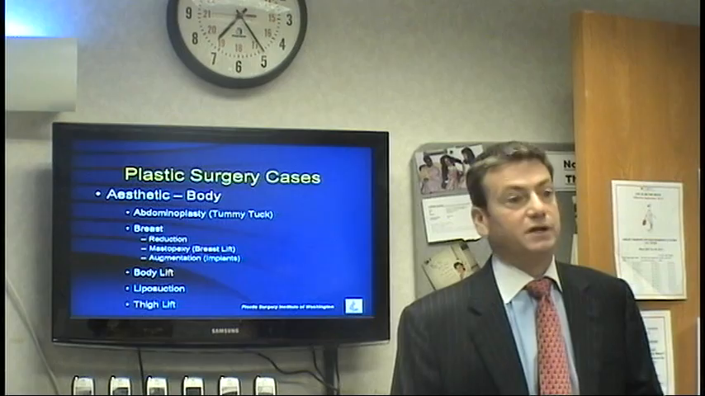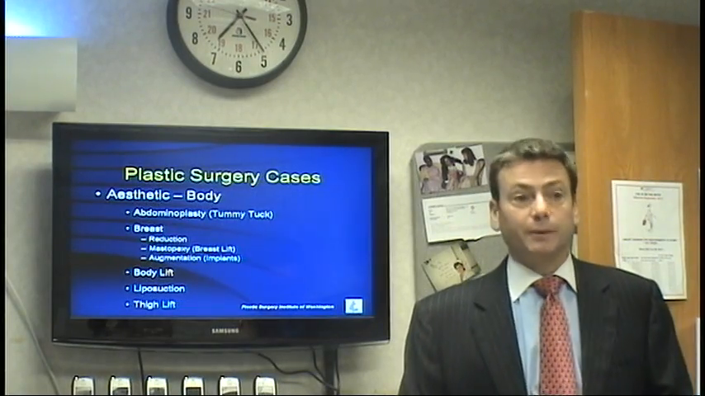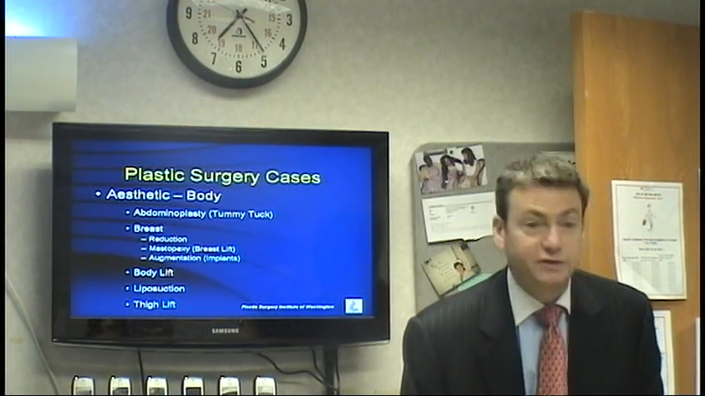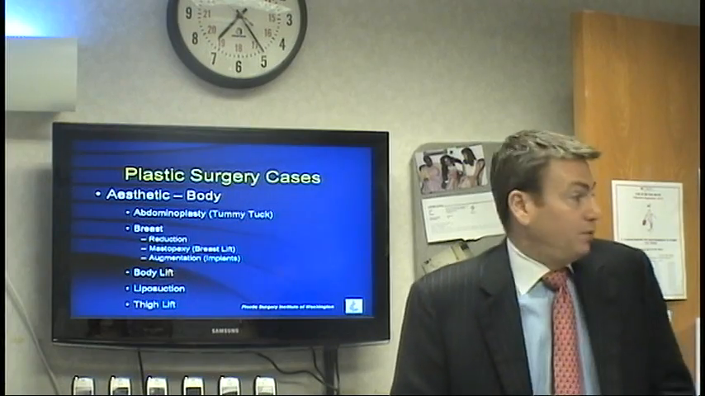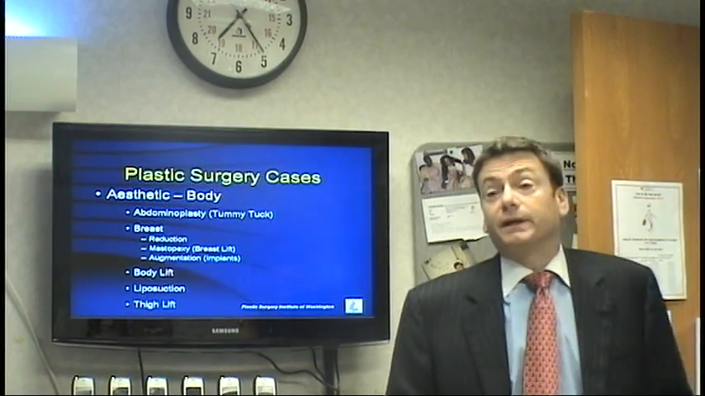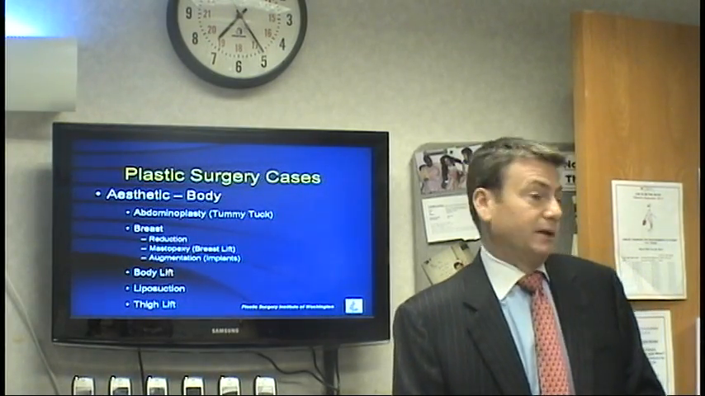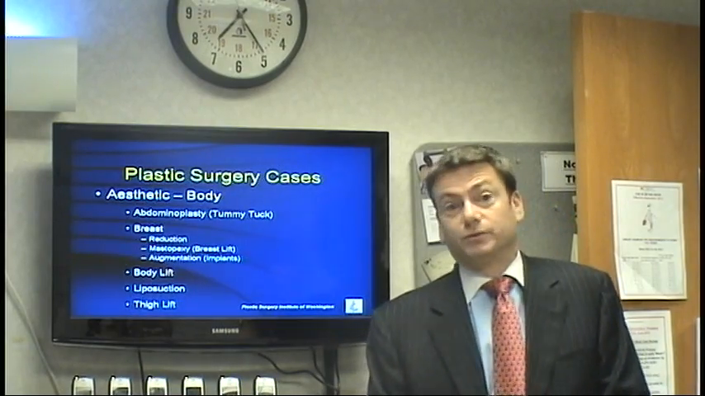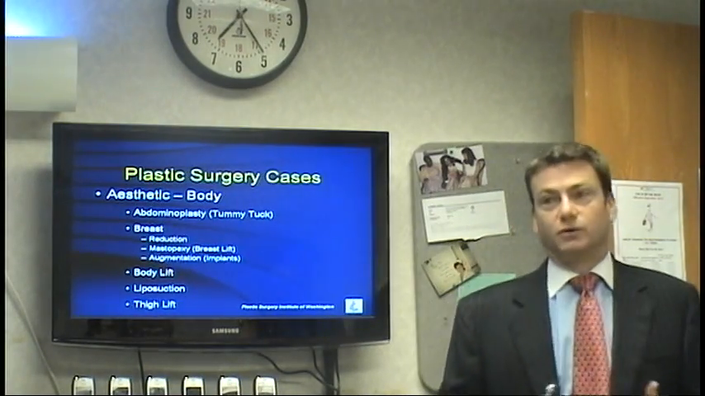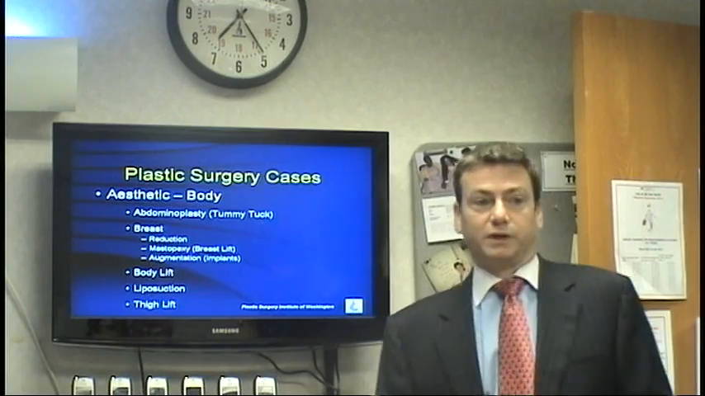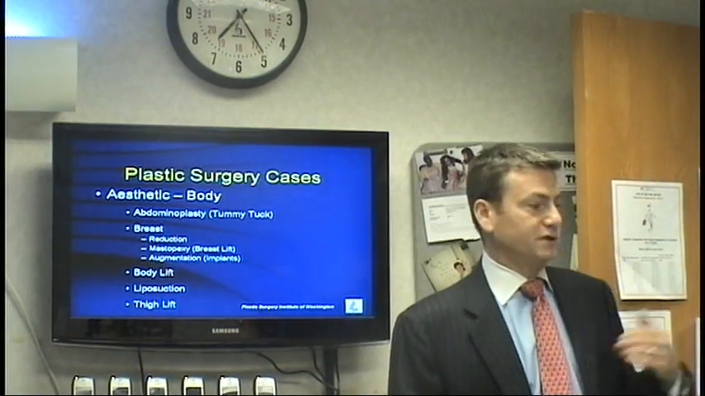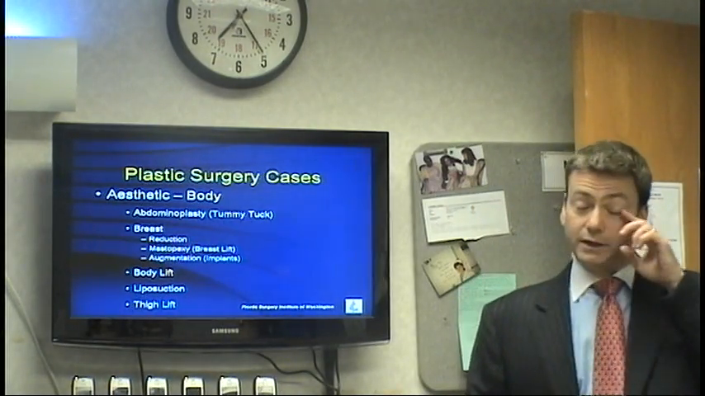Same with thigh lifts. Thigh lifts are quite uncomfortable. We're taking this extra redundant skin in the lower thigh area, and we're pulling it all the way up to the groin. Typically, it's sutured right to the pubic bone, and you can imagine that is uncomfortable. So, just for pain control, I personally like to keep them in the hospital one night, but if they've been through other procedures, I may do it ambulatory, but usually it's one night.